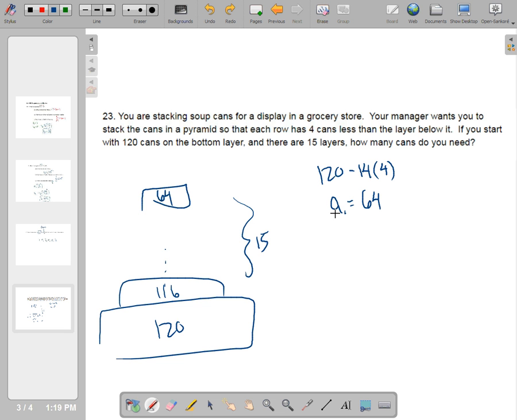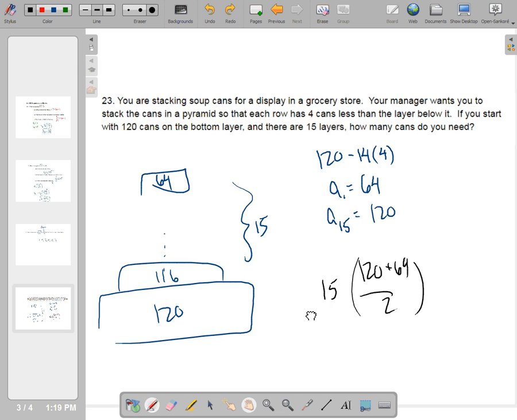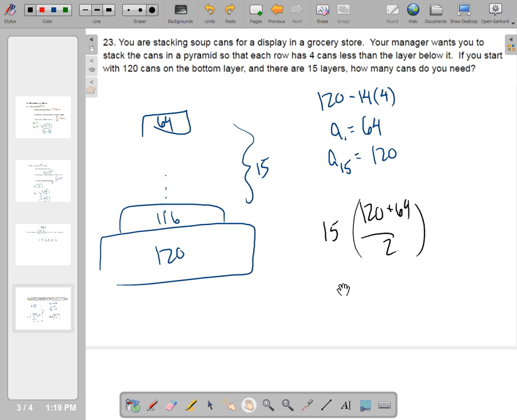Then I also need the bottom row because I'm doing an arithmetic summation. So A15 is 120. Now I find their average, 120 plus 64, and I multiply by how many rows there are. There are 15. So when you multiply all that out, you're going to get that the sum of the 15 rows is 1,380 cans. So you need 1,380 cans to stack the cans in this way.